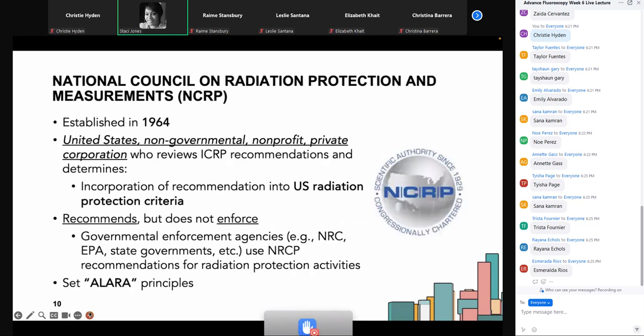Then next, we have the NCRP, National Council on Radiation Protection and Measurement. This was established in 1964. It is a United States non-governmental and non-profit private corporation that reviews those ICRP recommendations, and then they make a determination if they want to incorporate those recommendations into the U.S. radiation protection criteria. They also do recommendations, but they do not enforce anything. And this is the organization that sets the ALARA principles.